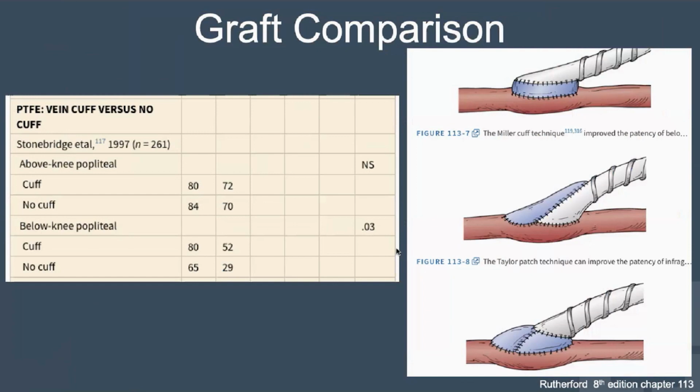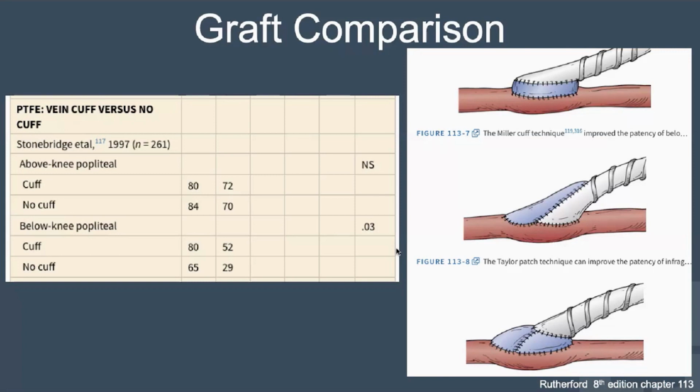I think that most of us all agree that if you use a PTFE below the knee, a vein cuff should actually be used. These are a couple of options from our Rutherford 8th edition. There are, by no means, all of them. The technique I use is a Linton patch or modified Linton patch, but there are these other patch techniques you can see here.